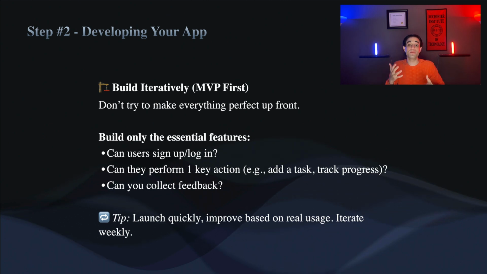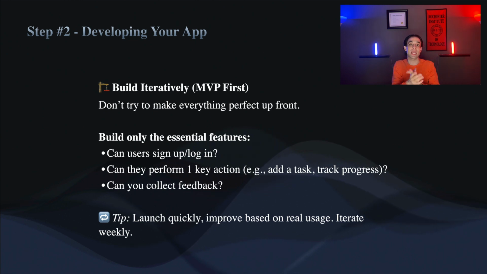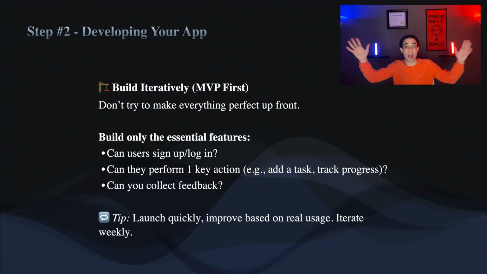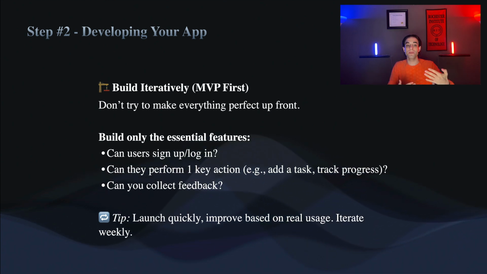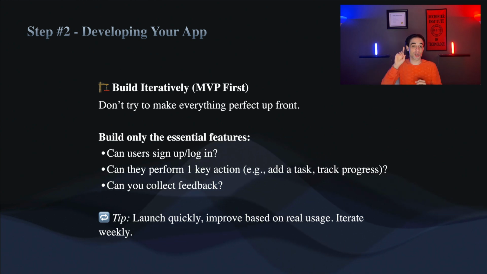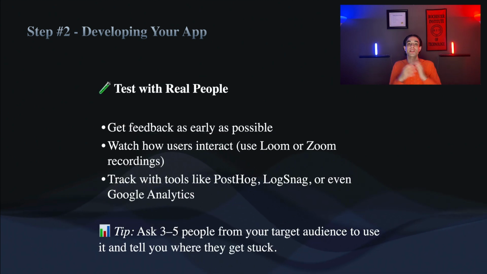Can you collect feedback? So you want to build the MVP first, your primary functionality first, 1 to 5 primary functionalities of your application. You don't want to develop the entire application first. You want to build a couple of features and get as much feedback as soon as you can. So again, tip, launch quickly, improve based on real usage, and iterate weekly. And another tip is, again, test with real people. So get feedback as early as possible.